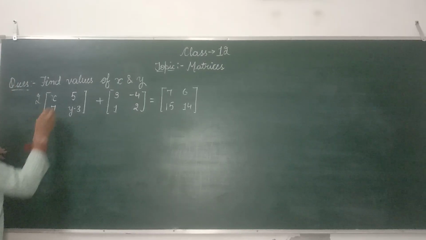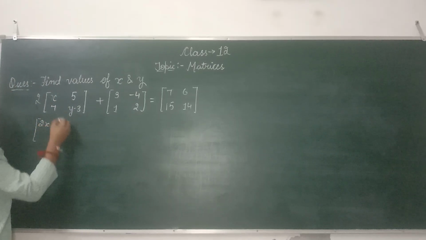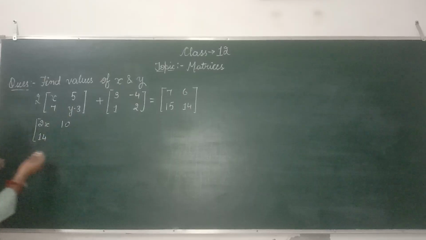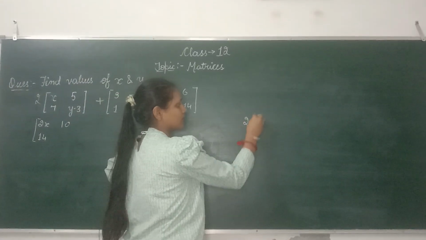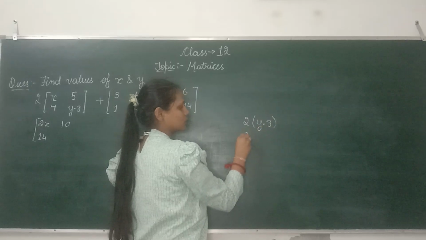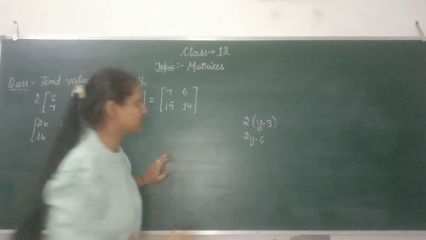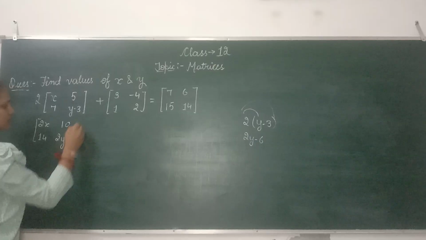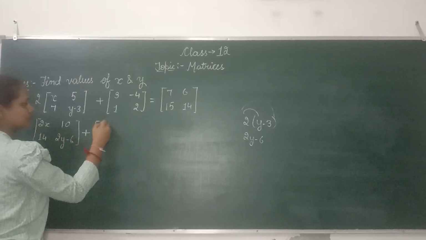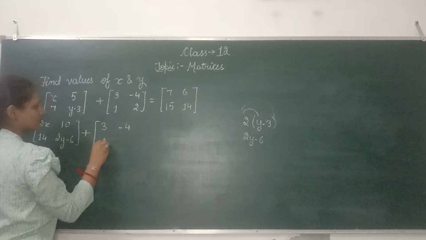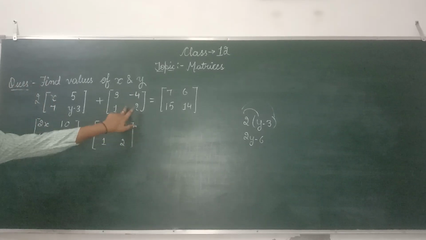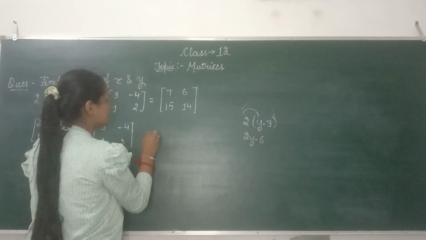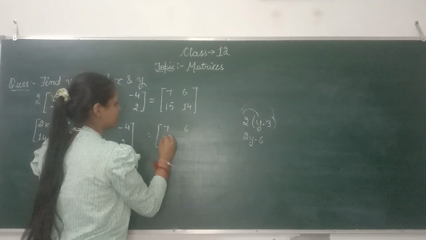That is, this matrix will become 2x, 10, 14, and this 2 is multiplied with this whole equation I am solving here. 2 multiplied by y minus 3, that is 2y minus 6. We have to multiply this with the whole equation. Okay, 2y minus 6, and we have to add already this matrix as it is. First of all, we have to add these two matrices and then equate to the third matrix.